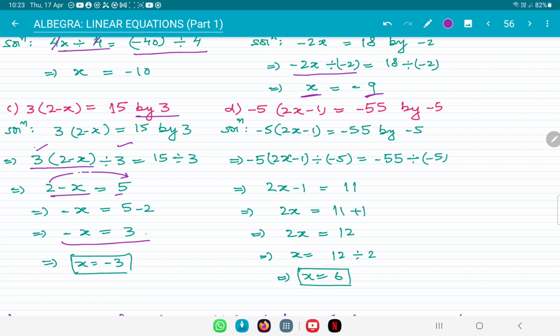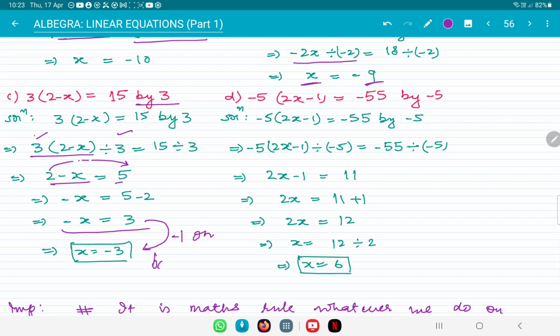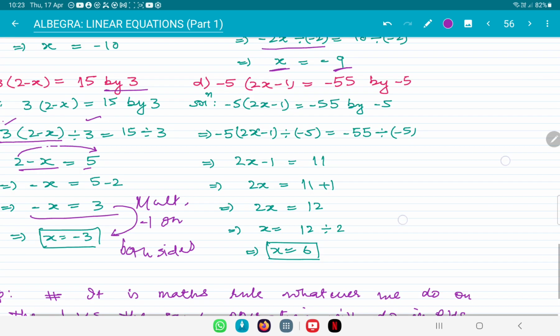So what is the right way to find the value of the variable? Just multiply by minus 1 on both sides. So on the left hand side we get x, and on the right hand side 3 into minus 1 is minus 3. So the final answer will be minus 3.